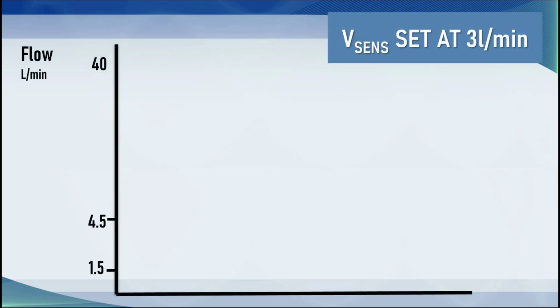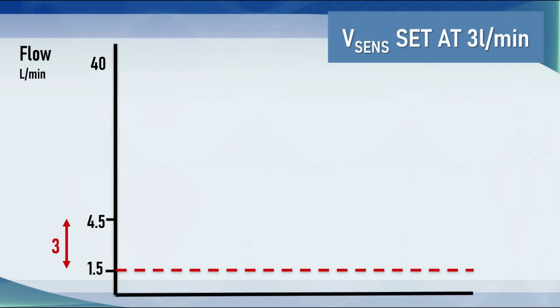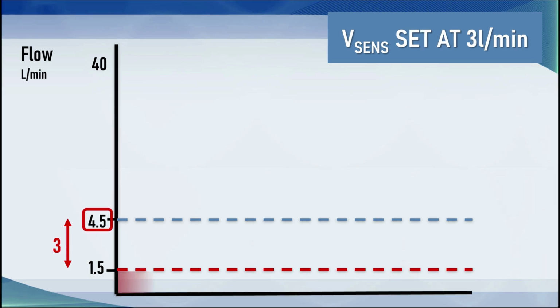Now let's look at a flow waveform. On the y-axis, we have flow in liters per minute. And we've set a V-sense of 3 liters per minute for our patient. So let's start at the very basics here. The Puritan Bennett ventilator has a base flow running through the circuit at 1.5 liters per minute. You can do nothing about this. And the V-sense is set above this. So that's 1.5 plus 3 of V-sense. That equals 4.5. And 4.5 is the flow by in the circuit.